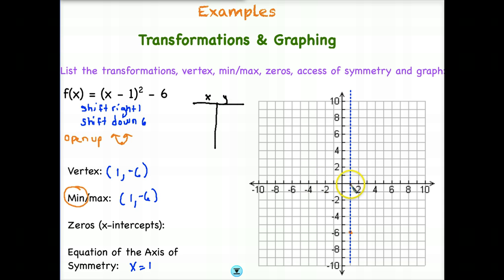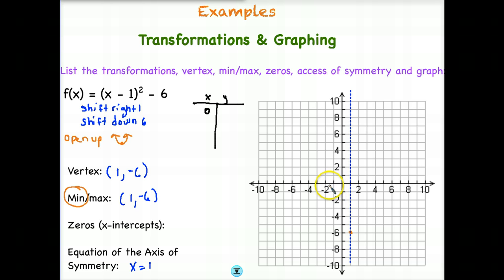Here is my vertex, so maybe I would choose 2 and 3. I wouldn't want to choose 2 and 0 or 3 and -1 because I can find the symmetric points easily. So I could choose 2 and 3, or I could choose 0 and -1. And actually, I think I'm going to choose the 0 because I know it's easy to solve equations when you have one of the coordinate points be 0.